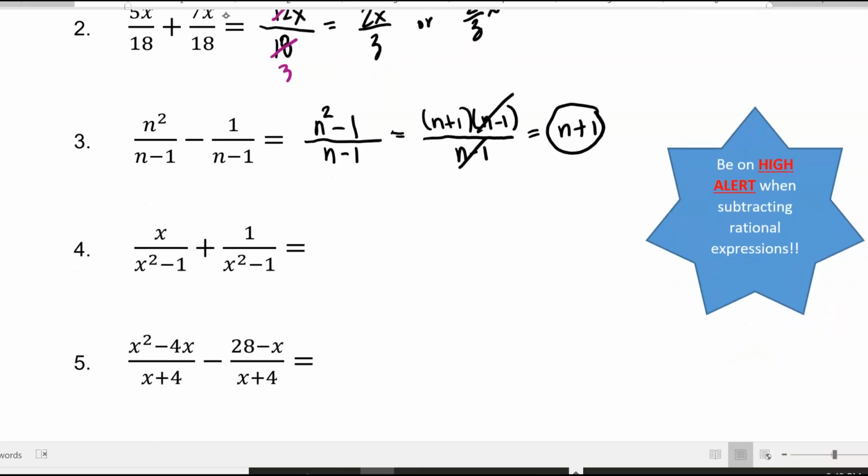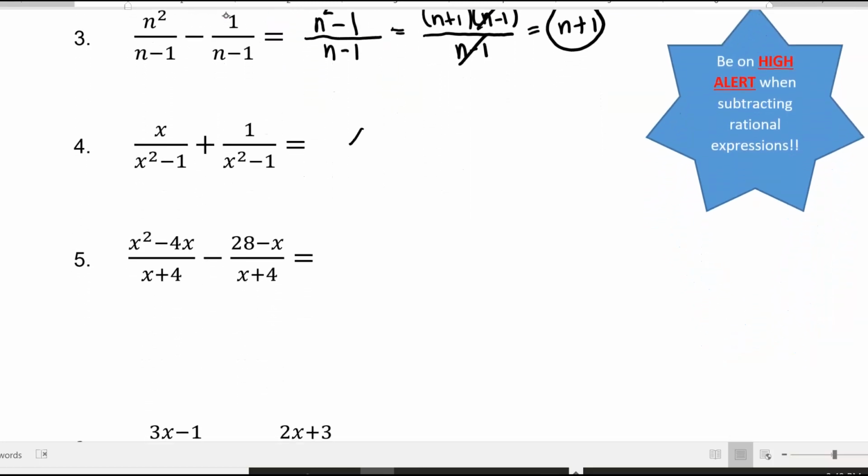Number 4, same denominator again. So x plus 1 divided by x squared minus 1. Now can we simplify that again? If you can factor, make sure that you factor to determine whether you can simplify the expression further. And you can here because x plus 1 divided into x plus 1 is 1. So what is the final answer here? If you said 1 over x minus 1, then you are right.